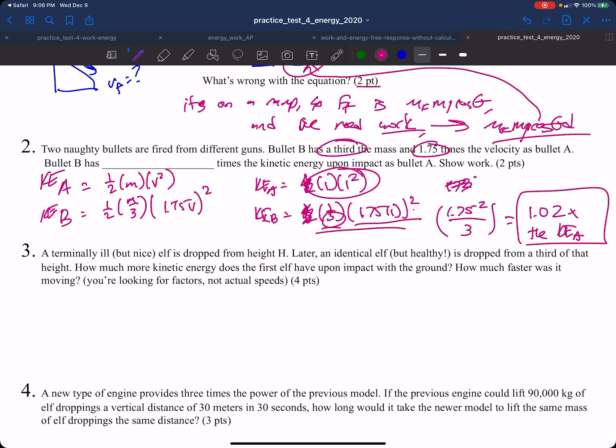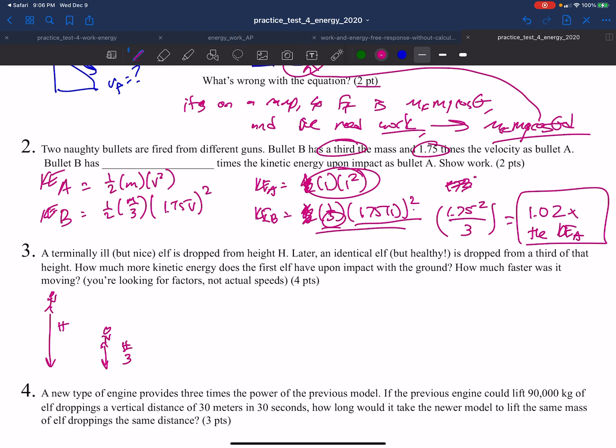So we have some elf being dropped from some height. We have another elf being dropped from only h divided by 3, because it's a third of the height. So how much more kinetic energy does the first elf have?